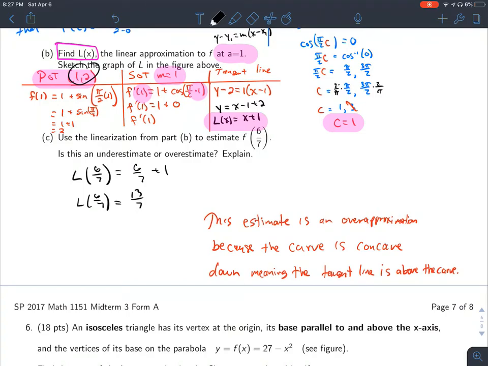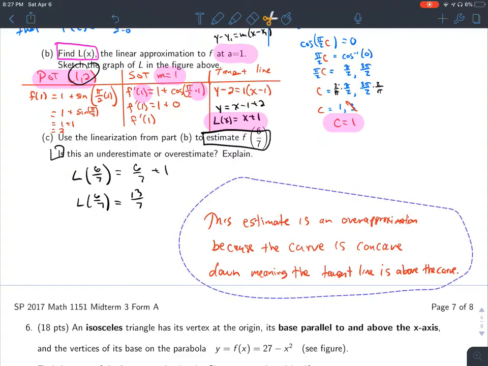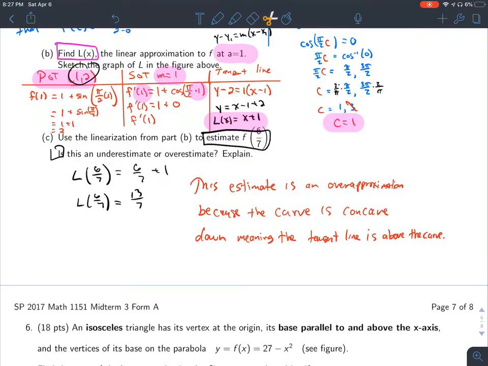And then there's two parts to this. Estimate this, and then is it an overestimate or underestimate? So this is my official answer, and then I'll go up to the graph and show you why. This estimate is an over approximation because the curve is concave down. Now that might be enough for your professor. If it isn't, I would also say this, meaning the tangent line is above the curve.